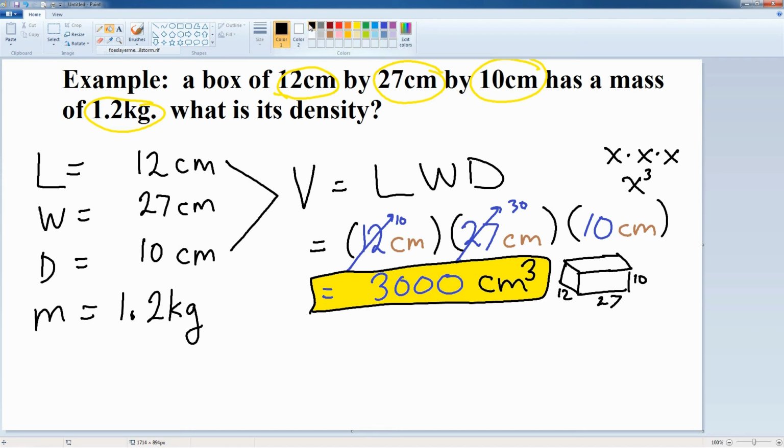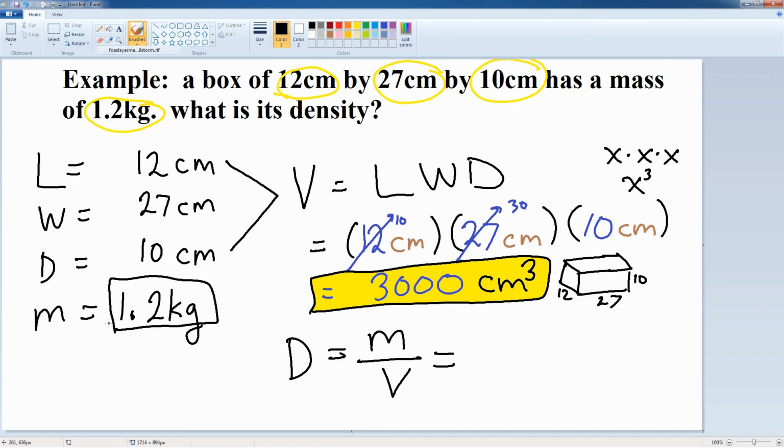Now, that's not the whole calculation yet. We've got to go back and write out the formula now. Density equals mass over volume is equal to, and we know it's going to be... I was about to write 1.2 kilograms. We can't do that. Kilograms are not acceptable if we're using centimeters. We need to turn that into grams.